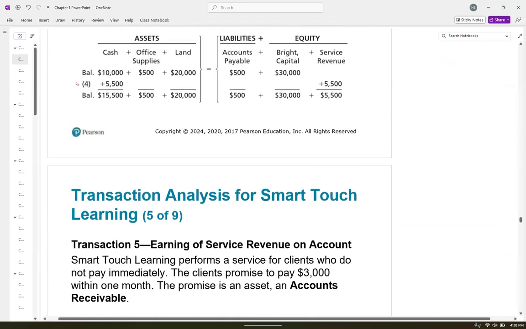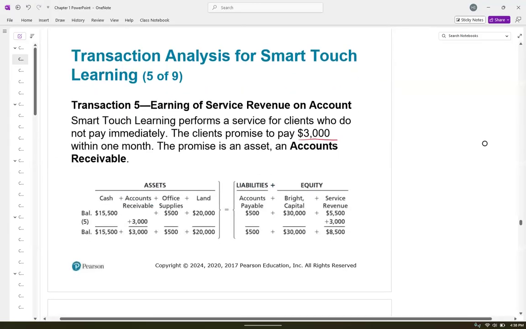All right, we have Smart Touch Learning performs service for clients who do not pay immediately. The clients promise to pay $3,000 within 1 month. The promise of the asset is accounts receivable. Remember, I told you that back up there. They didn't tell you about receivable, but I wanted to introduce that word a little sooner. So they didn't get cash. They got a promise to pay cash sometime in the future, which is an asset. So we'll increase an asset and we will increase revenue.